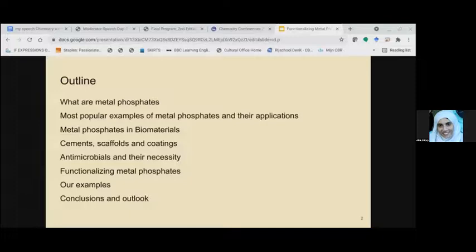I will quickly go through different points, starting from definitions of materials and required applications of antimicrobial biomaterials, and ending with a focus on my research in this regard.